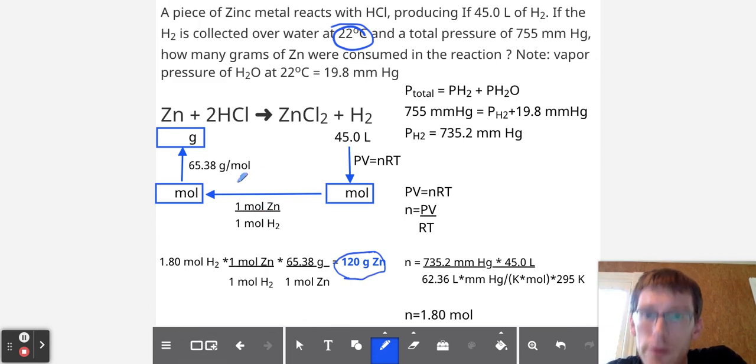And that is how you use Dalton's law of partial pressures in a problem where you're doing gas stoichiometry involving collecting gas over water.